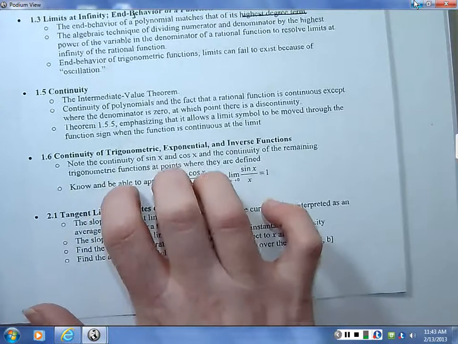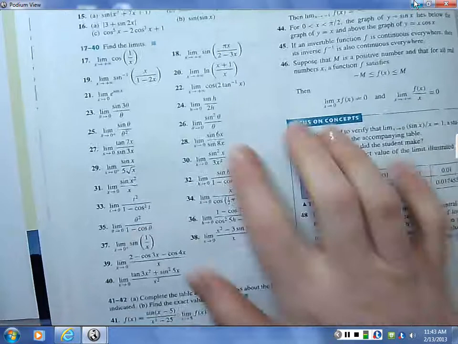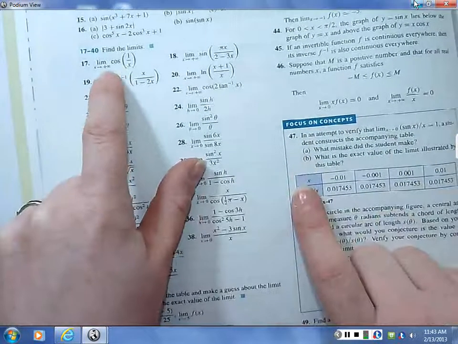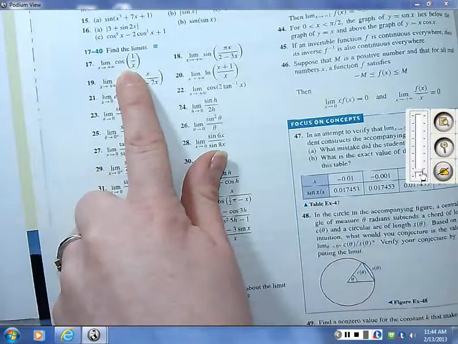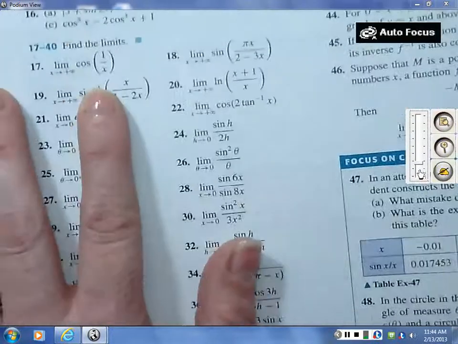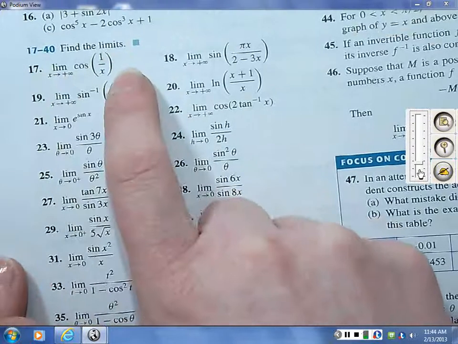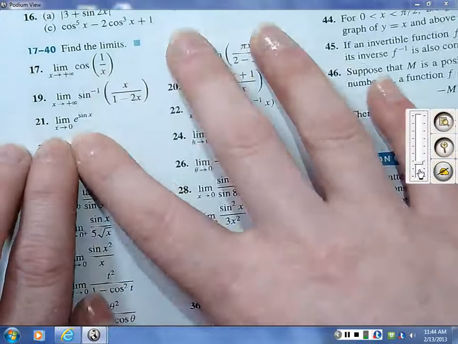Continuity of trig, exponential, and inverse functions. 1.6, this would have to do with potentially seeing how these functions work with each other. So if I'm taking the limit as x goes to infinity of cosine of 1 over x, you get to see what is 1 over x going to as x goes to infinity? 0. What's cosine of 0? 1. So use your answer there. In this example, what is sine of 0?